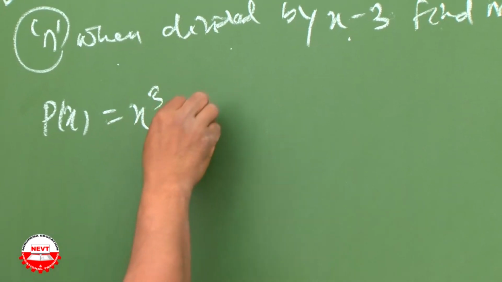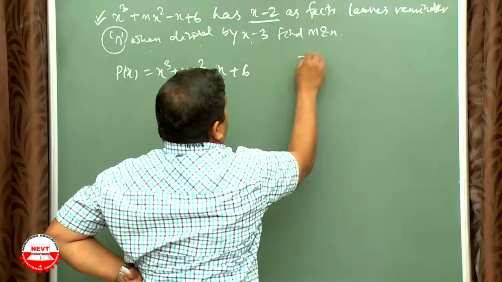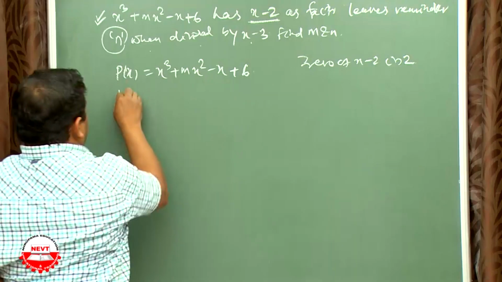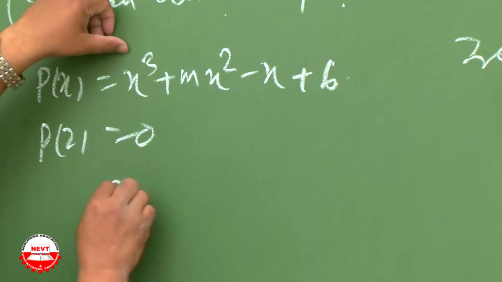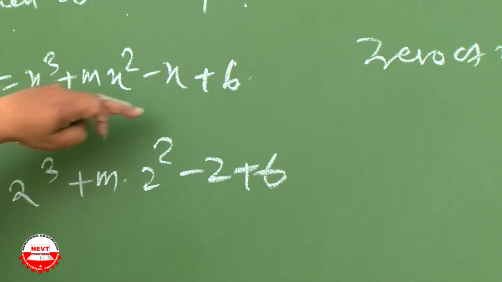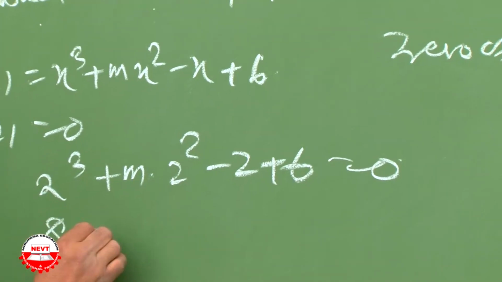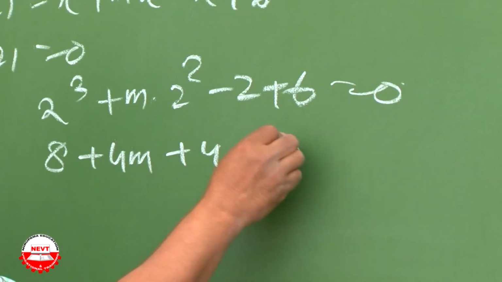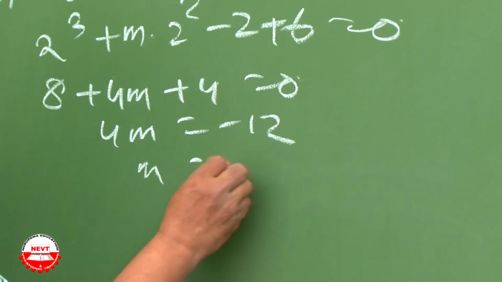x cube plus m x square minus x plus 6. x minus 2 is a factor, so the zero of x minus 2 is 2. So P(2) is equal to 0. That means 2 cube plus m into 2 square minus 2 plus 6, in place of x I am putting 2, is equal to 0. So you can find m easily. That is 8 plus 4m plus 4 is equal to 0. So 4m is equal to minus 12, or m is equal to minus 3.